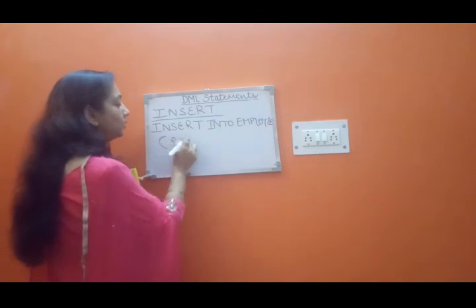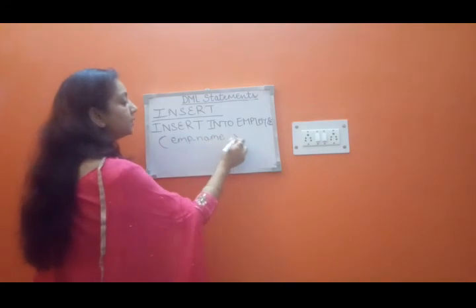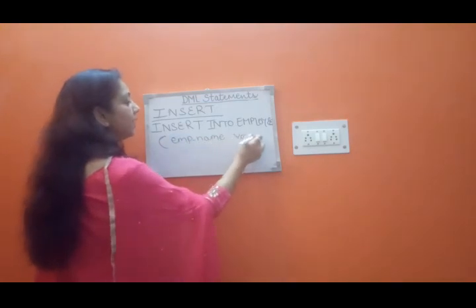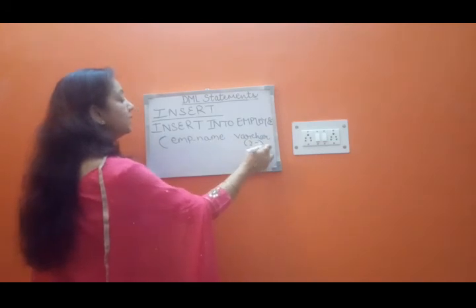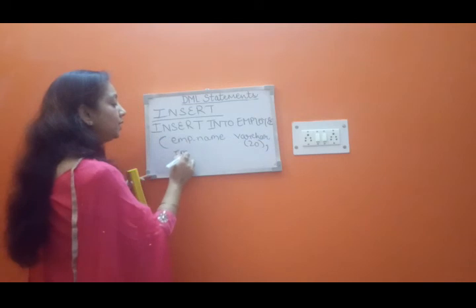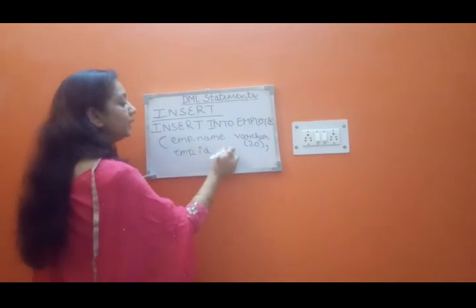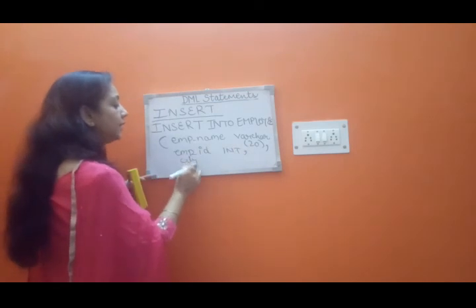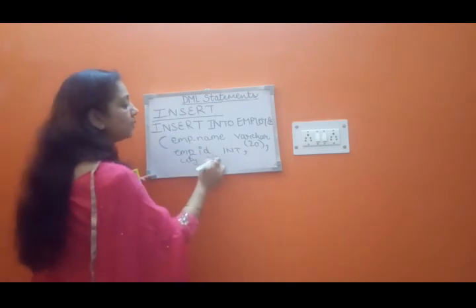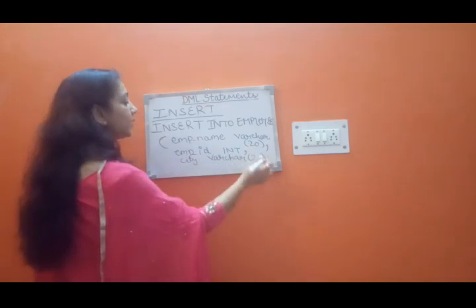Employee name. What is its data type? Varchar. Okay. Next column, employee ID. What is its data type? Integer. Okay. So the next is the city. What is its data type? Varchar. Say 20 is the limit, and I close it.